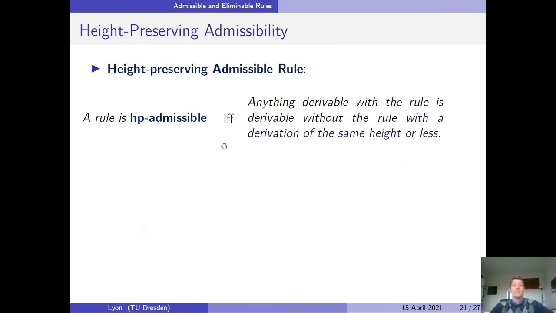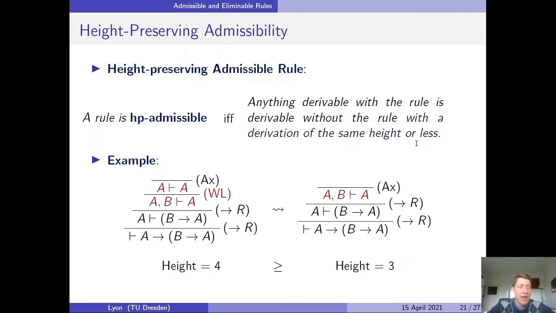Let's move on now to Hp-admissibility, or height-preserving admissibility. A rule is height-preserving admissible if and only if anything derivable with the rule is derivable without the rule with a derivation of the same height or less. That's what it means to be Hp-admissible. And if we look at the example from the previous slide, we can see that the derivation which used weakening left, which is Hp-admissible in this case, has a height of 4, and the derivation without the rule has a height of 3.